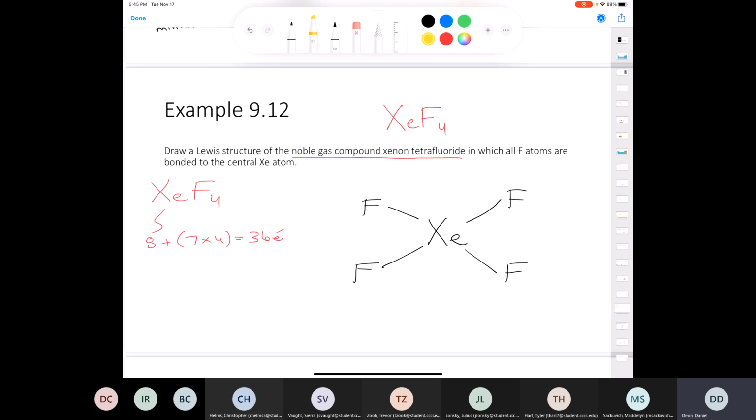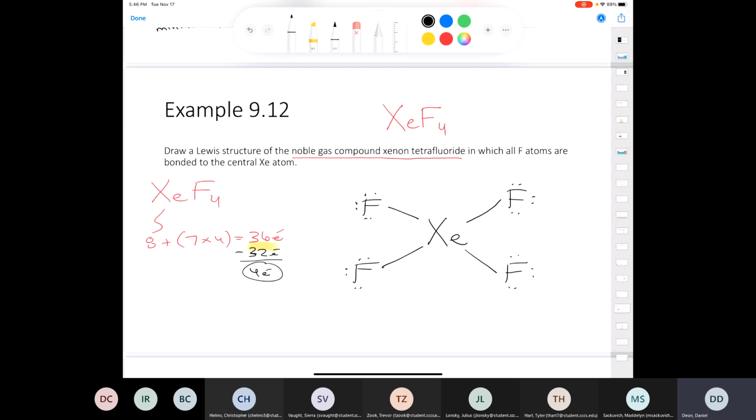If I look at the structure that I've drawn so far, I need to use up 36 electrons. I've got 2, 4, 6, 8. Got a long ways to go. I get 28 electrons to use. 1, 2, 3, up to 24. Now I've used up 24 plus 8. That's 32 electrons. That means I've got 36 minus 32 electrons. That means I've got 4 electrons left over.